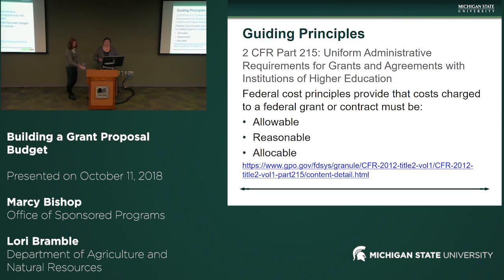One of the big ones that comes up all the time is you can't use the word honoraria. So you may have run up against that. But really the big overarching principles are that your costs in any federal grant must be allowable, they must be reasonable, and they must be allocable.